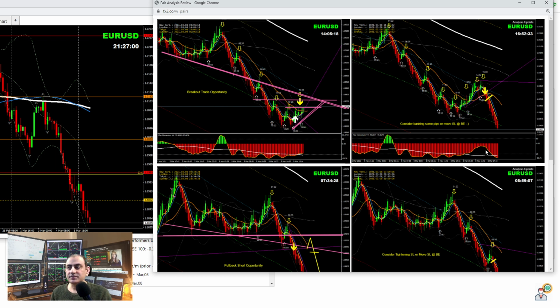As you can see, the price momentum refused to turn bullish. We had a double top here at the resistance level, and then we had a beautiful breakout short trade. So you can see today, the whole day we were short on Euro USD. That's all in the intraday analysis.